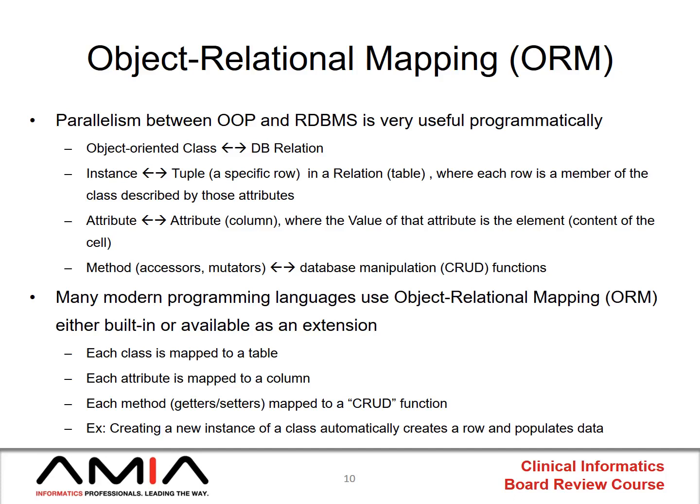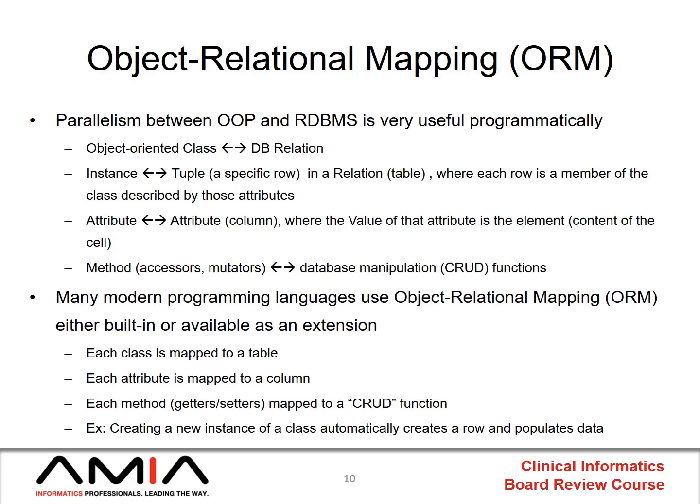So there is this useful analogy where the class in an object-oriented programming language is similar to a relation in a database table. An instance of that class is just like a specific tuple or row in a relation. And the attributes are the same, the attribute of the class is the same as the attribute of the relation. You can think of those accessors and mutators, the getters and setter functions that we've discussed in the programming lecture, as being analogous to the CRUD functions. So when I want to get the patient's medical record number, I'm basically retrieving it from the database.